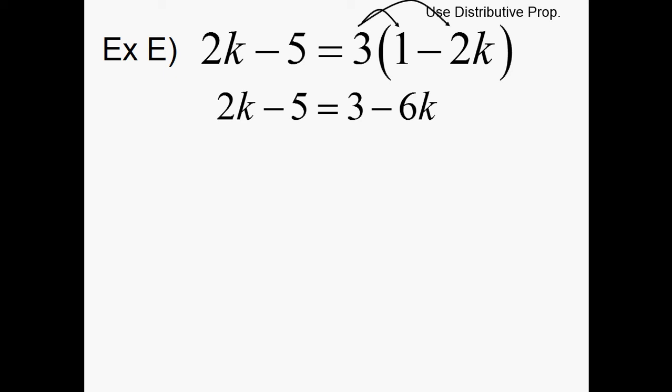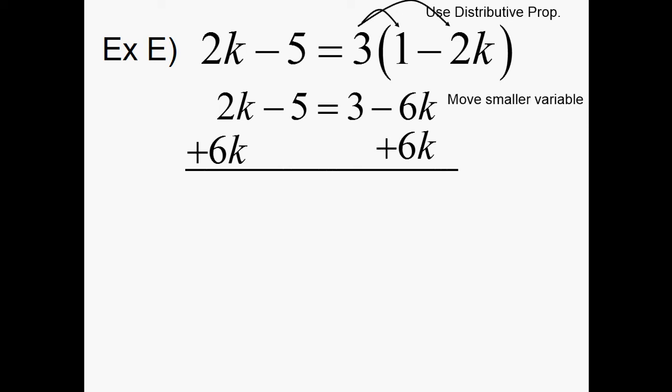Now remember, the understanding of your number line is very key to help you determine which one is smaller, because we know on our number line, the smaller numbers are obviously to the left. So which one is smaller, the 2k or the negative 6k? Because we read that as subtract 6k, but it's really like negative 6k. So we're actually going to move the 6k by adding on both sides, because a negative 6 is smaller than a positive 2.